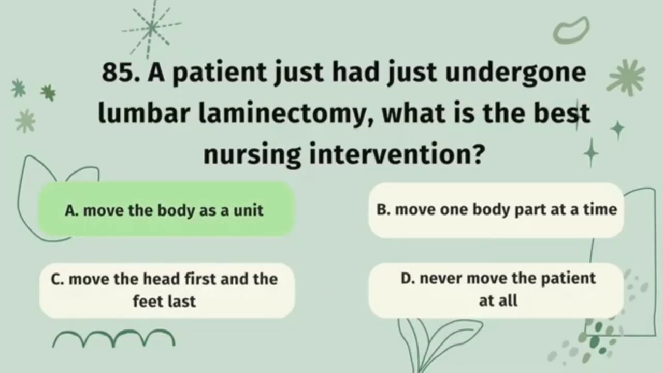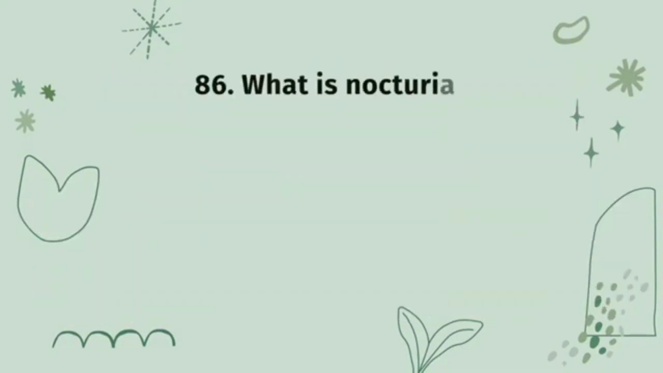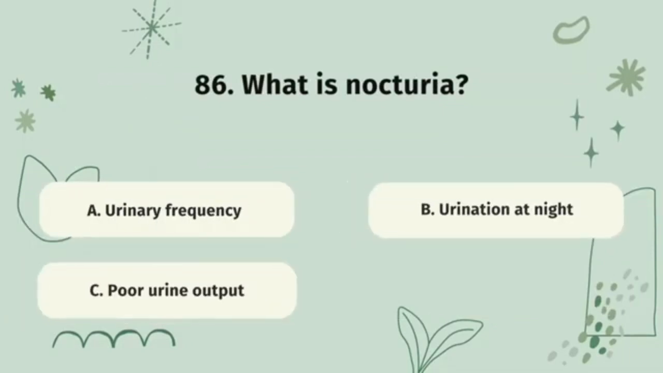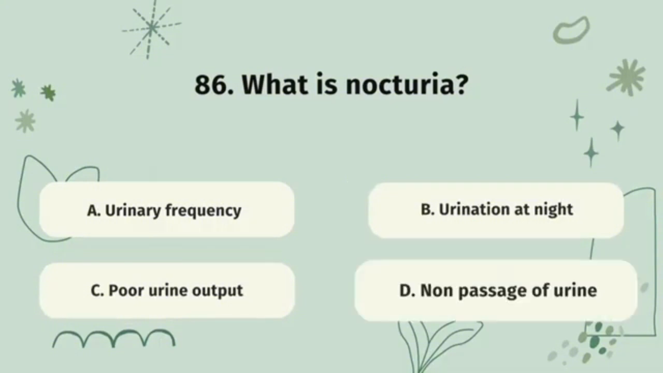The correct answer is A. Question 86. What is nocturia? Option A, urinary frequency. Option B, urination at night. Option C, poor urine output. Option D, non-passage of urine.